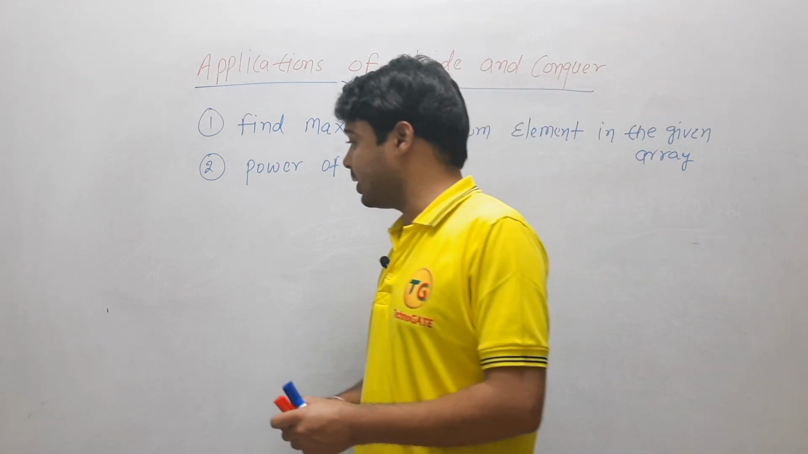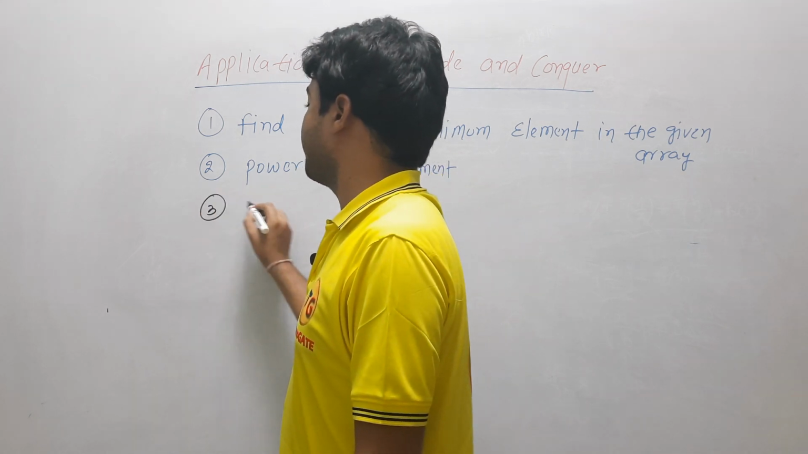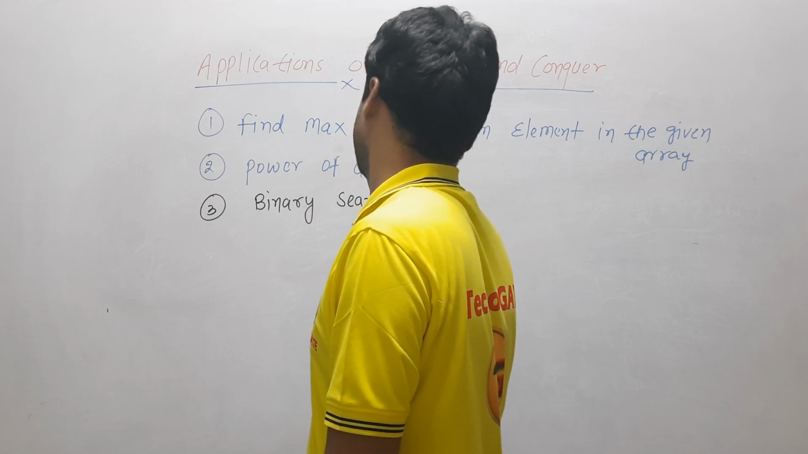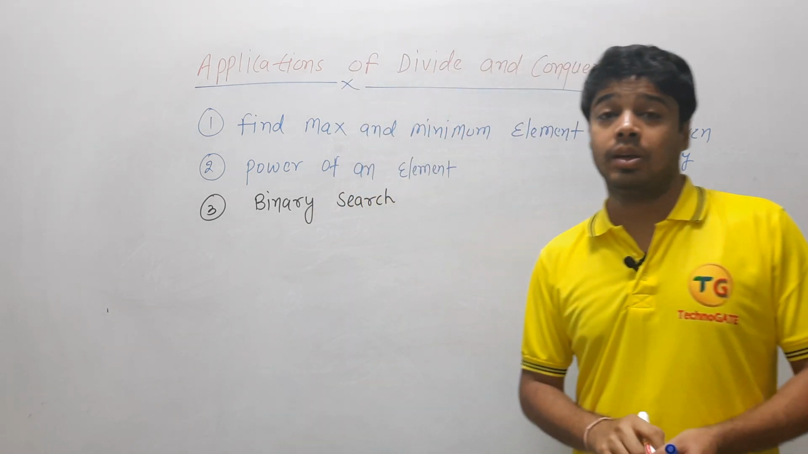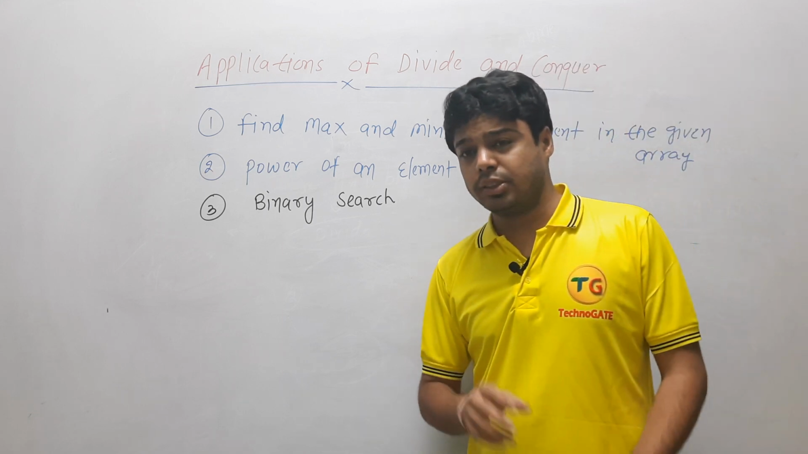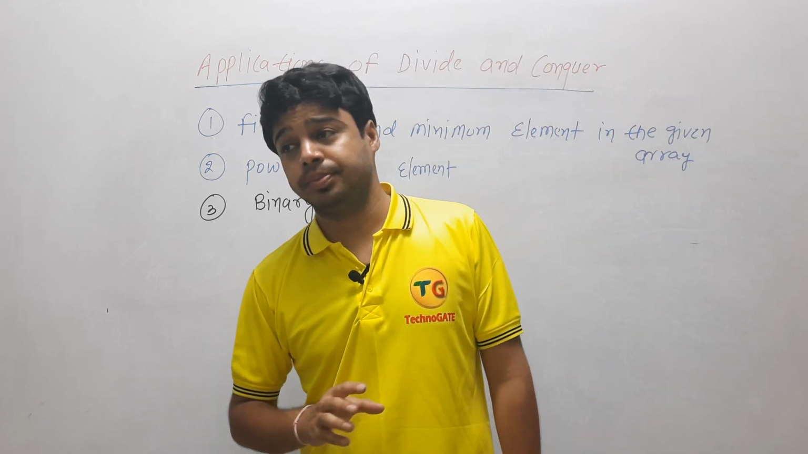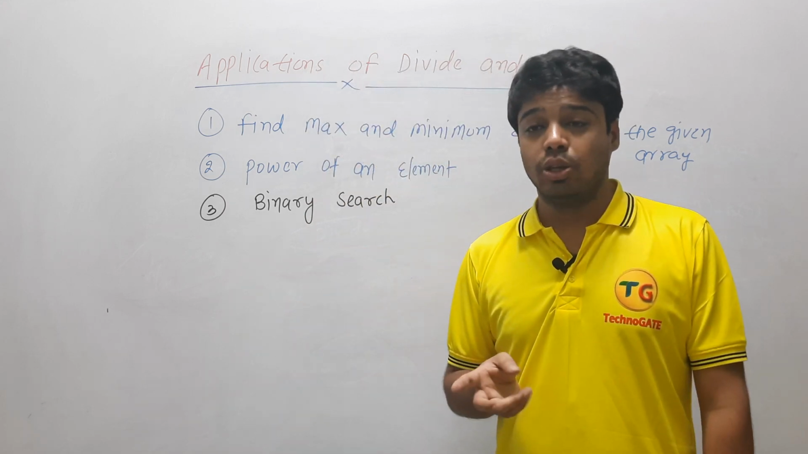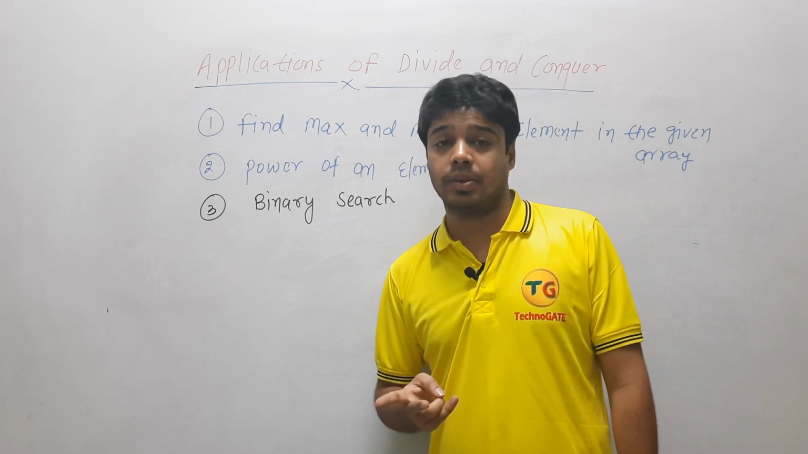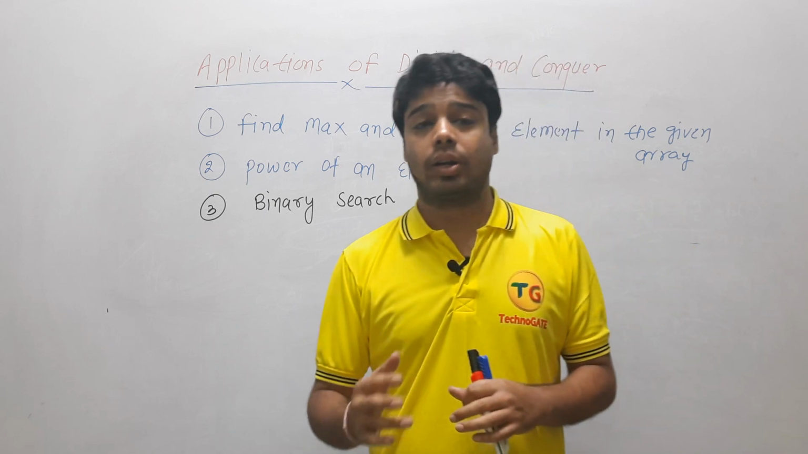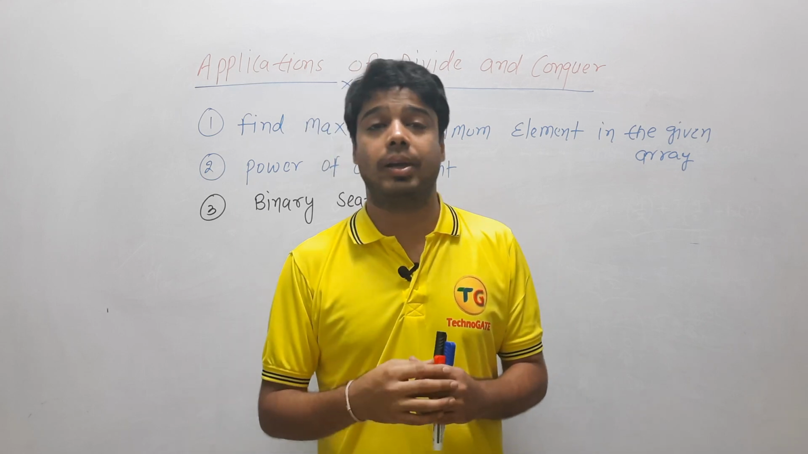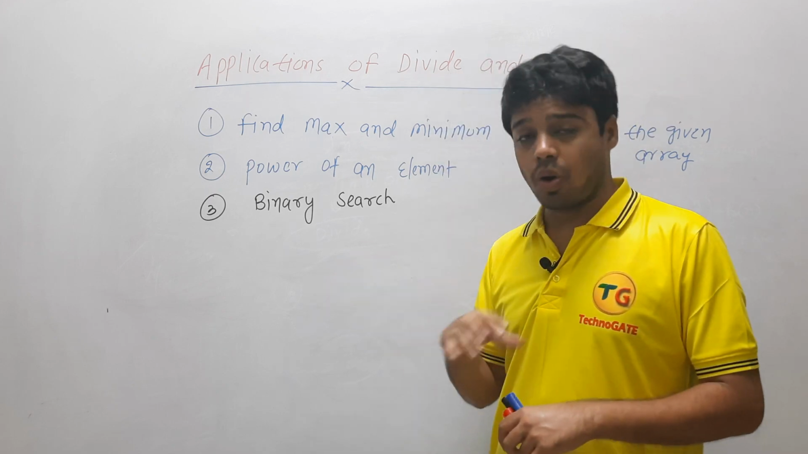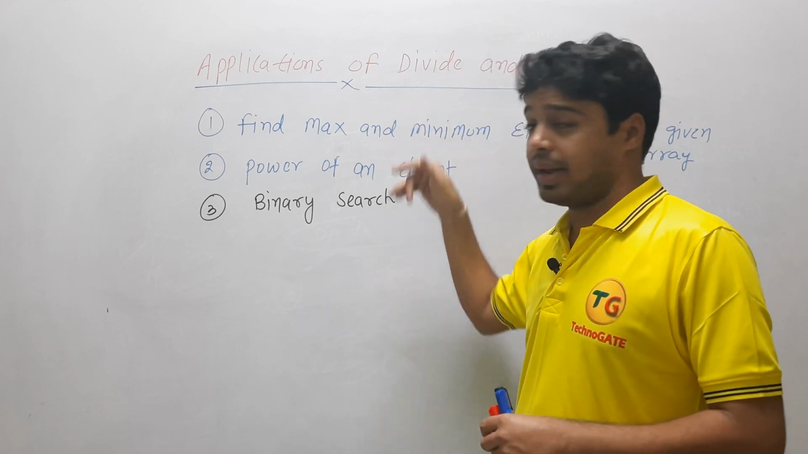Okay, the third very important application is binary search. Binary search is a very important application, and many problems will definitely come through binary search here. There are two types of searching here, linear search and binary search, so we will discuss both. Binary search is applicable on a sorted array. What is the worst case, best case, and average case time complexity? We will discuss the whole scenario about binary search in the application part.